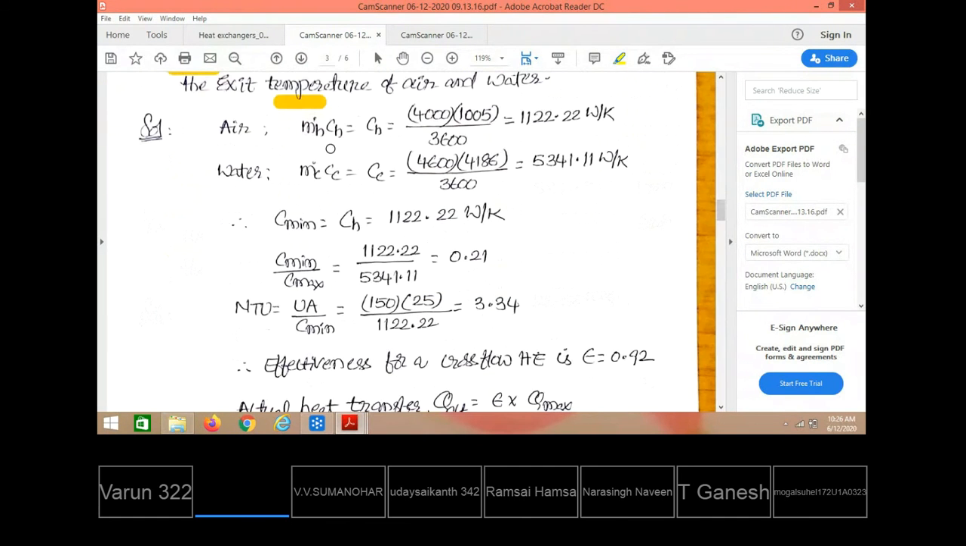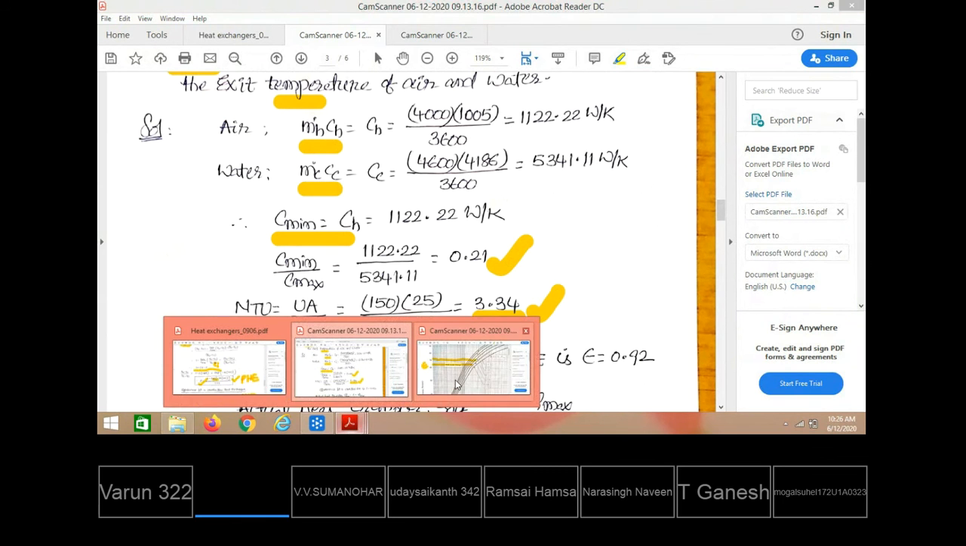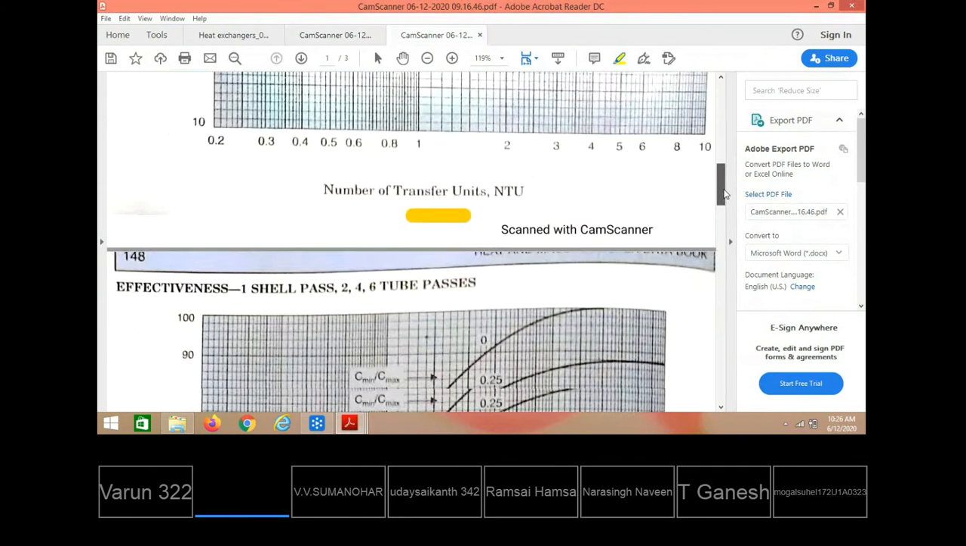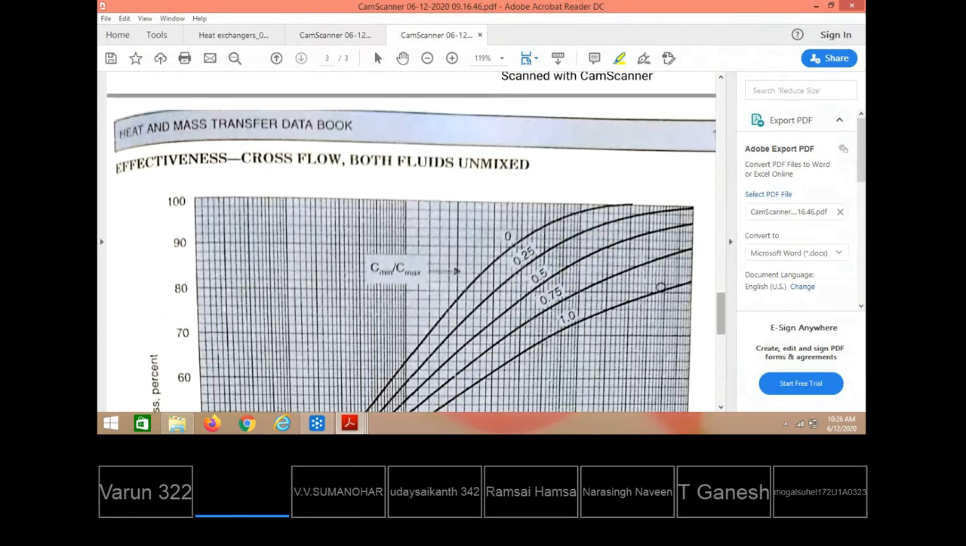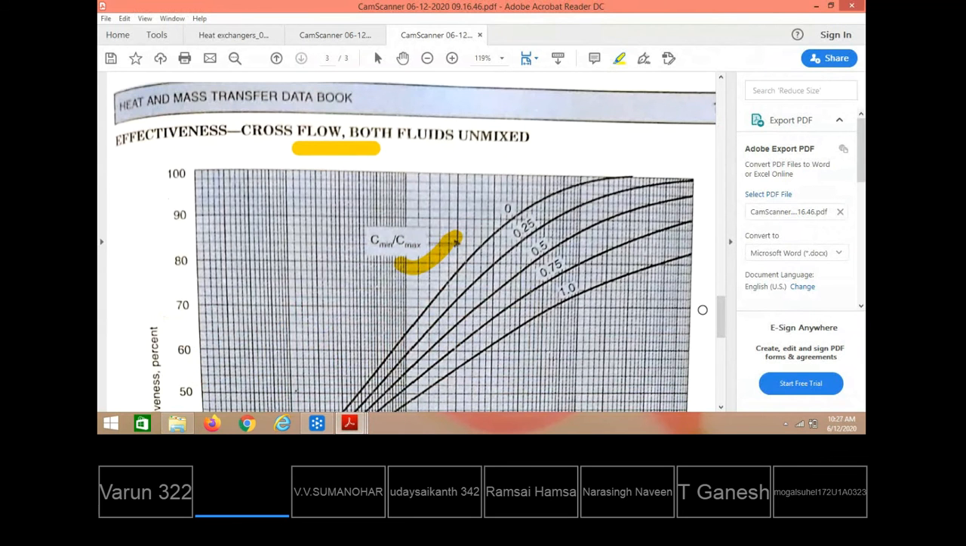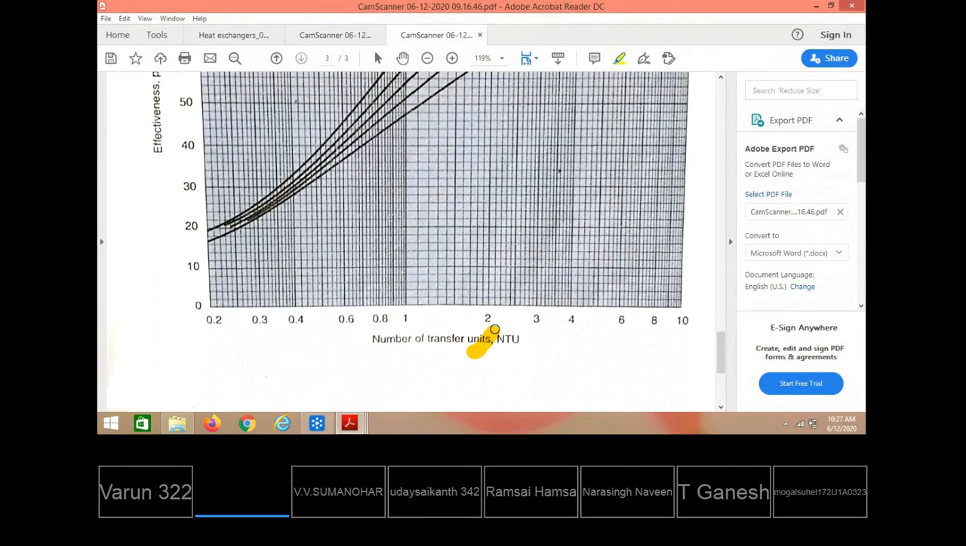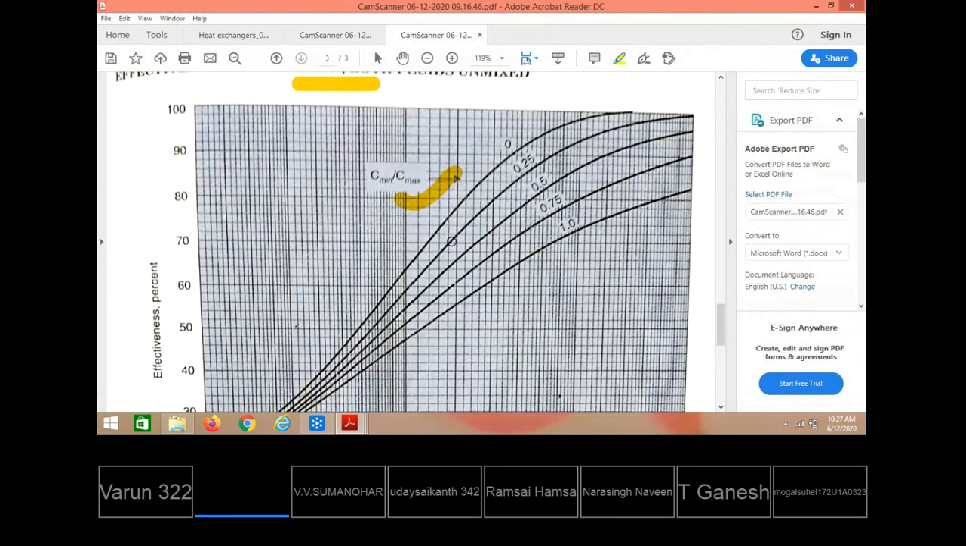Similar procedure. MH dot CH we have seen, MC dot CC we have seen. Out of these two, C minimum is CH. From there, C minimum by C maximum we get, and from that NTU. So UA by C minimum is estimated. Knowing C minimum by C maximum and NTU, now from the chart of the cross flow heat exchanger with both fluids unmixed case, we can fix a point here.